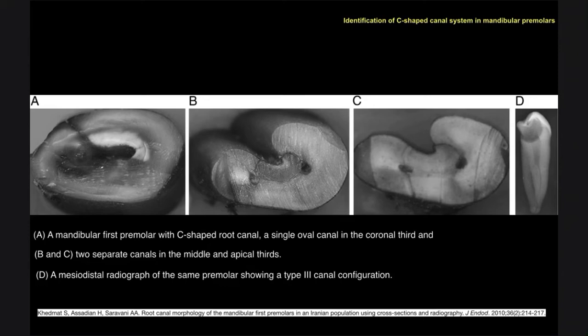And from this slide, we can see three cross-sectional images of the C-shaped root in mandibular premolars. Image A shows a single oval canal in the coronal third, and in images B and C, there are two separate canals in the middle and the apical thirds. And image D is a mesial-distal radiograph of the same premolar, showing a type 3 canal configuration. And also, from the radiograph, you can see a sudden change of the radiographic density and the canal spaces.